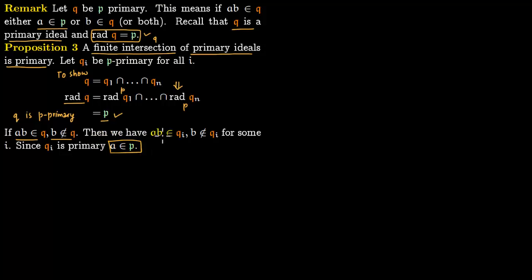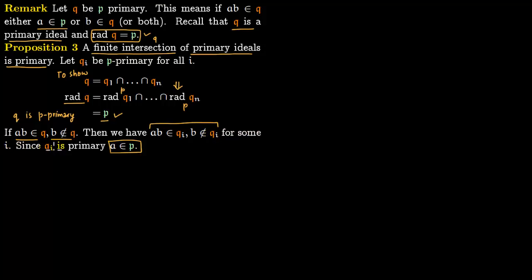So we say AB is in Q. Then AB is in every Qi, because Q is the intersection of all these Qi. But B we are saying is not in Q, so B does not lie in some particular Qi. So we are able to find a Qi which satisfies these two conditions: B does not lie in Qi, but AB lies within Qi. So for some i we have this same condition right here.